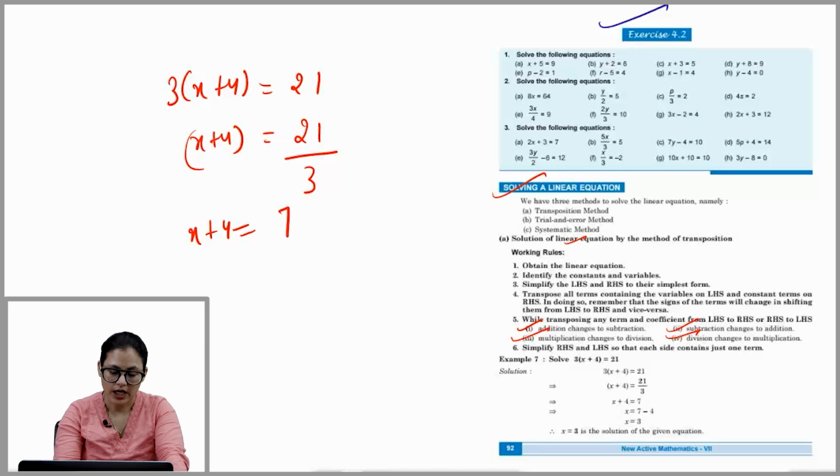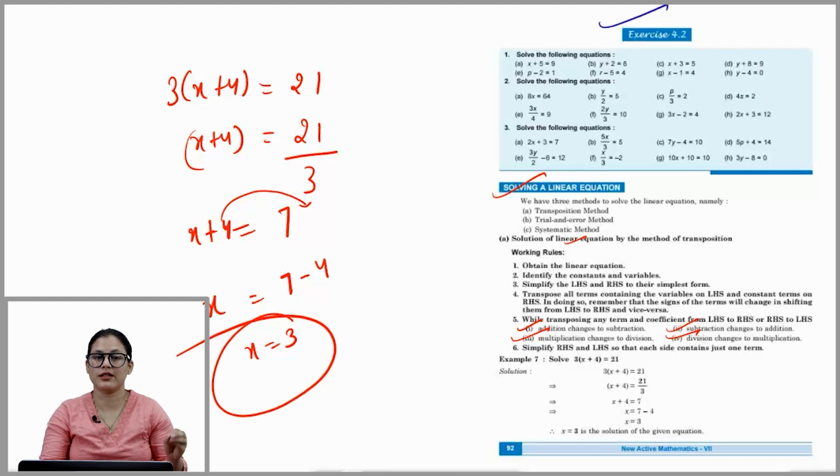Now what will you do? We will keep x here only, 7 will be at its place. Now here is plus 4 and we have to transpose this to the right hand side. So plus 4 becomes minus 4. So the answer is 3. So x is equal to 3 is the solution of this equation, right?